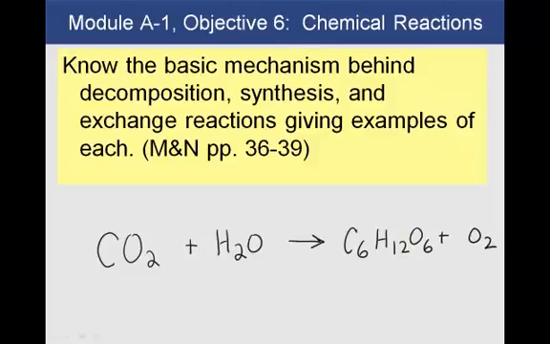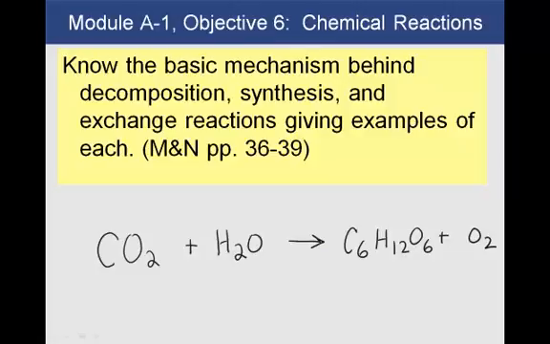In short, CO2 is carbon dioxide, H2O is water. Those are the reactants. C6H12O6 is glucose, which is one of the products, and oxygen. This equation is the equation for photosynthesis. And while you might not think photosynthesis applies to the study of anatomy and physiology, it does, because it's through the process of photosynthesis that we get the energy that we need to survive.